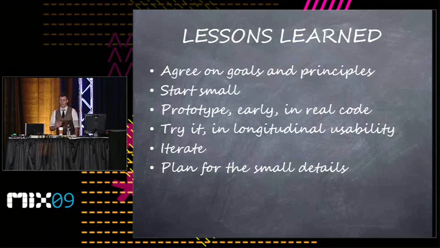Prototyping early, in real code. All these different prototypes I showed you, Bat Signal, Thumbnail Taskbar, Aladdin, they all helped us in our process. And then the longitudinal usability was one of the most important ways that we got feedback, and it helped us to make decisions about our designs. And then the small details, of course, those can often be the delighters. I hope you'll find value in applying these lessons to your design process. We'll definitely be using them in our process going forward.